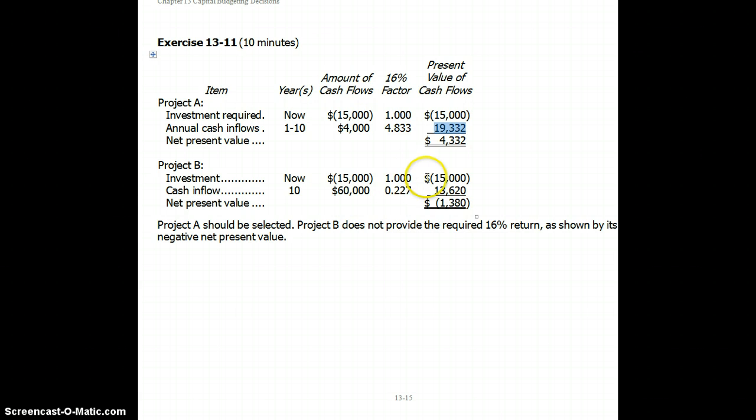Present value of that $15,000 today is $15,000. There's only one cash inflow with this project, and it comes at the end of year 10. The amount of it is $60,000. So we need to take the present value of that one-time cash flow of $60,000, and in order to do that, we will go to page 629, the present value of a single amount.